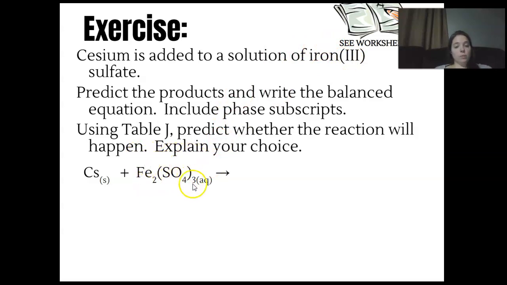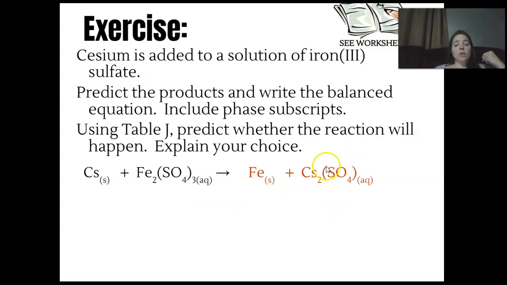Here's my 2. My 3 is over here. And look how I had that, the parentheses. Like I always say, the parentheses, make sure you do that. It will save you in the long run. And then it is an aqueous solution because it's a solution. All right, so what does that make? That makes, because I'm switching out these two, iron with cesium sulfate.